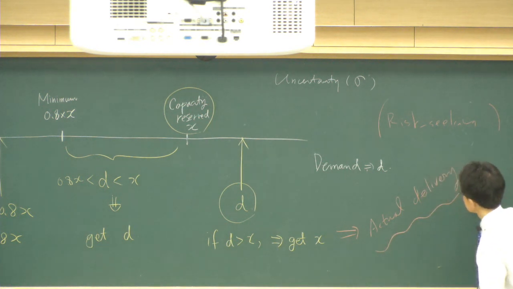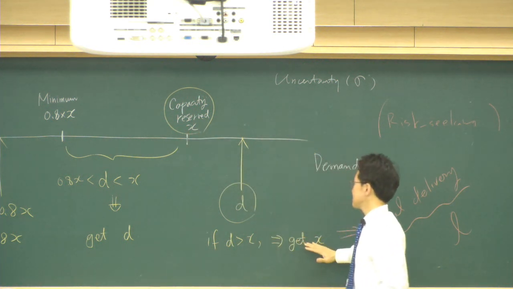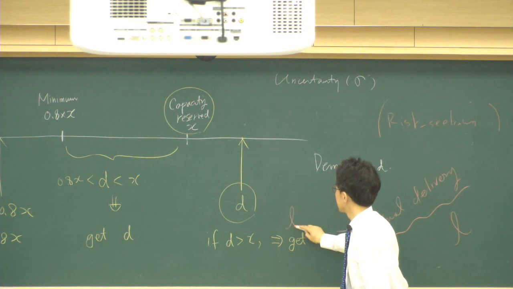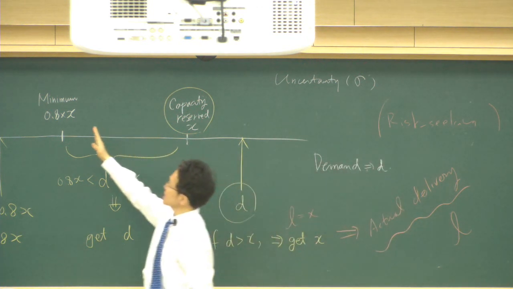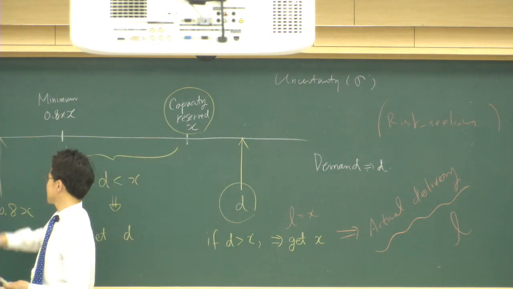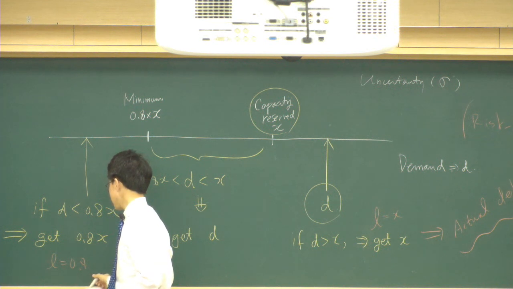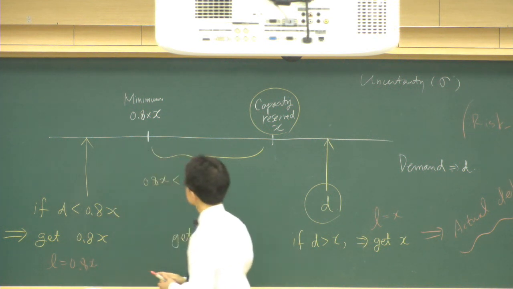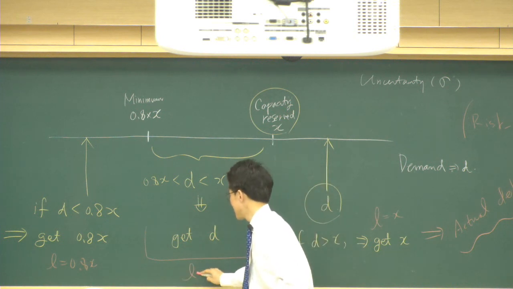Actual delivery. Let's call that L. L depends on the demand. If the demand is larger than capacity reserve, then the delivery will be X. If the demand is less than 0.8 times X, then the delivery is going to be 0.8X. But if the demand is between these two, the delivery is going to be D.